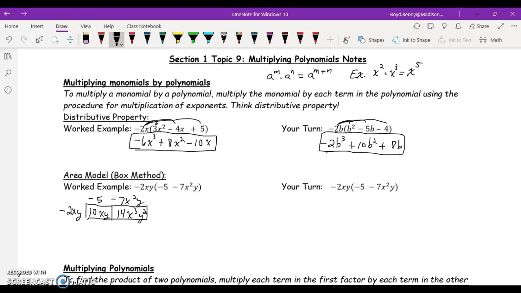Now to put this in standard form, I need my highest degree first. And since the 14x cubed y to the second is a fifth power monomial, I'm going to put that first. The 10 is positive, so I'll use a plus sign and write my 10xy at the end. Okay? All right, guys, pause the video and you try the next one.